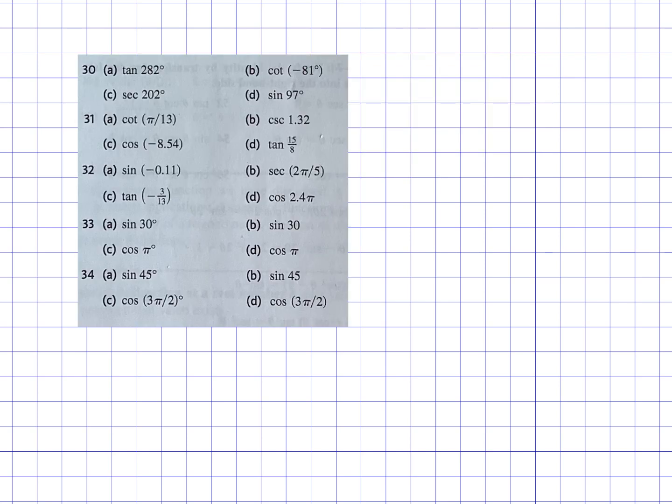All right, let's go a little faster. So tangent 282, tangent is going to be negative 4.70463. I guess just 4 decimal places there. That's the cotangent of, let's make this bigger.